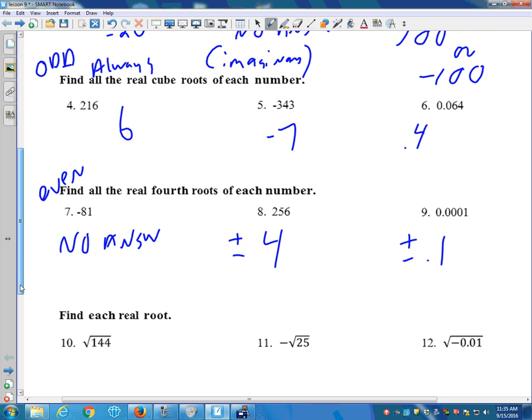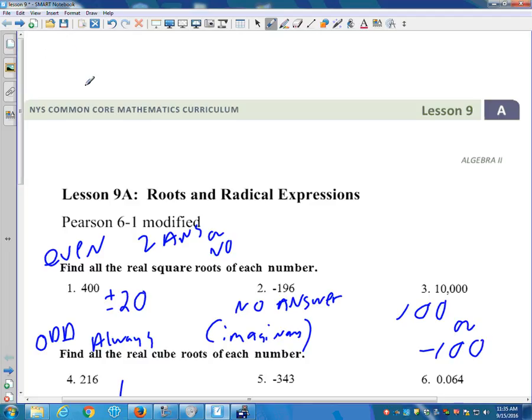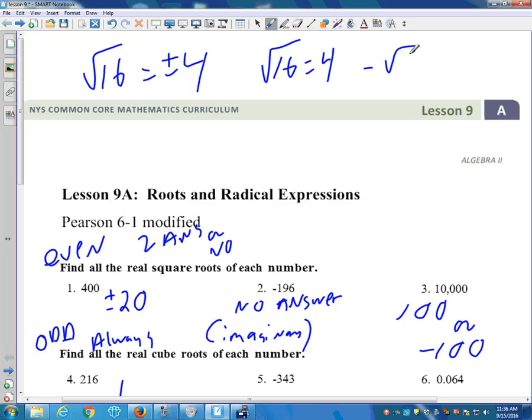And hopefully it makes sense to you why. Okay, so now let's go back to the beginning where we talked about radical 16 and we said there were two answers there, positive or negative 4. What we do is we specify by showing the radical. If you see this, they want one answer, which is 4. If you see this, they want one answer, which is negative 4. And if you see this, that's when they want both answers.